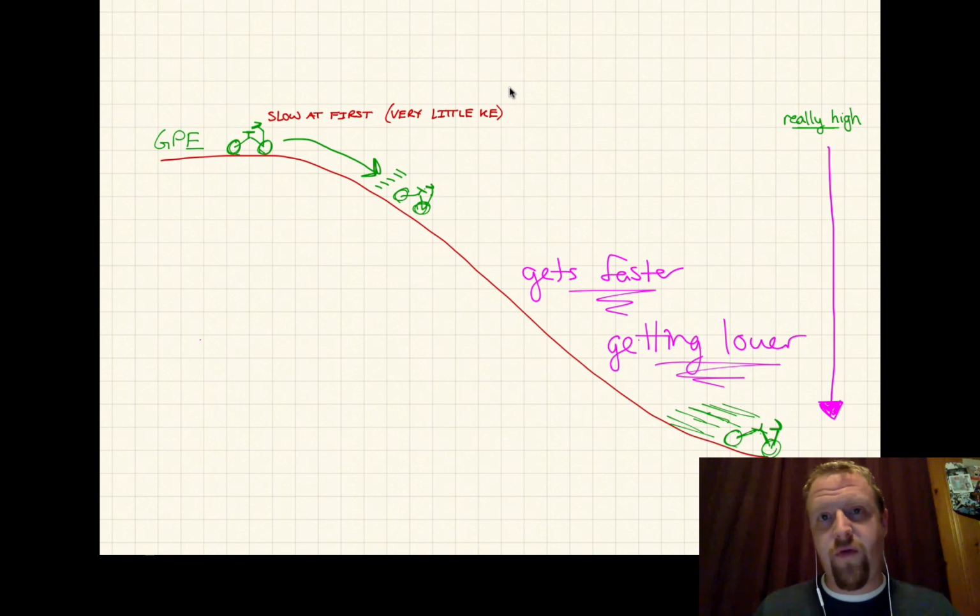So I want you to predict for me right now. What do you think is happening? Is gravitational potential energy getting bigger or smaller? Is kinetic energy getting bigger or smaller? I'm going to have you take a guess. I want you to write it down in your notes and we'll discuss it when I return to class.